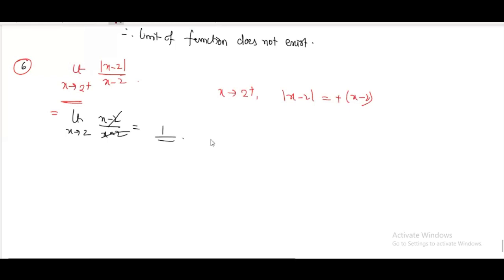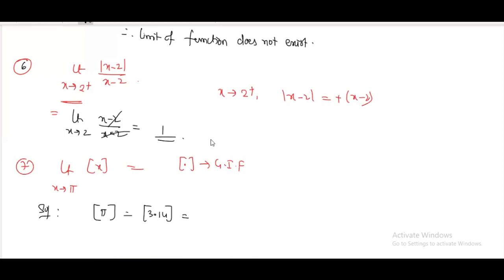So let's see one more small question. Limit x tends to pi, box of x. Here the box denotes the greatest integer function. So how can we solve this one? If you substitute directly, pi value is nothing but 3.14. So box of 3.14 is equal to 3, right? So the value of this one is 3. So hope you understand it clearly.